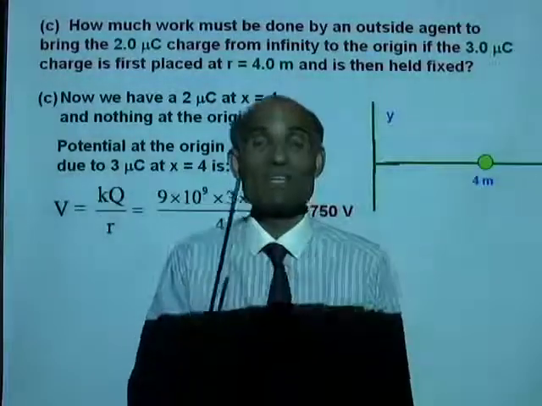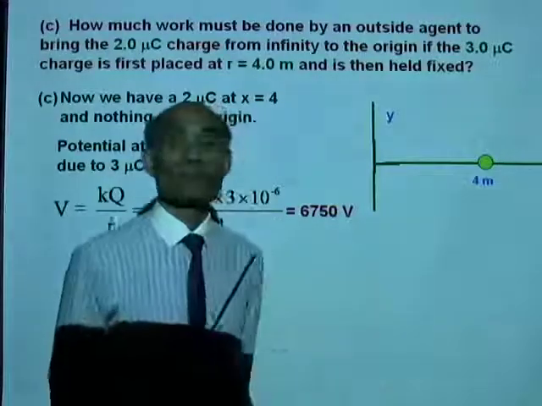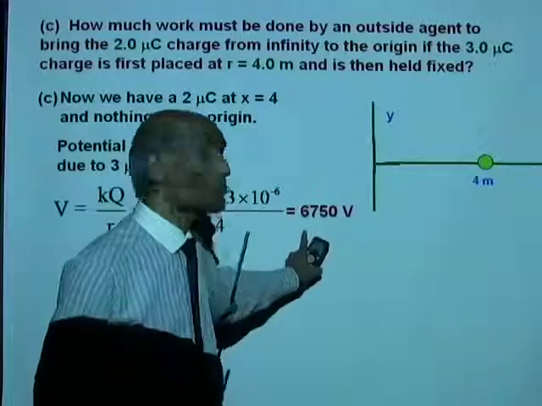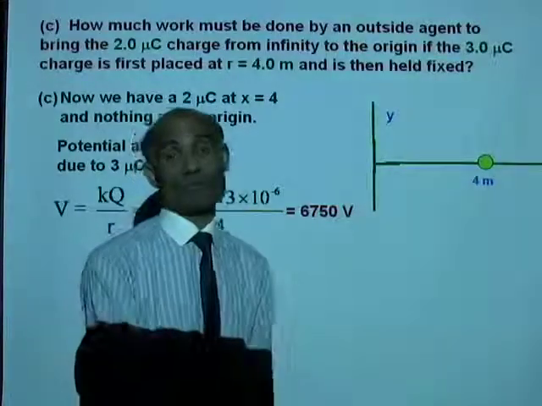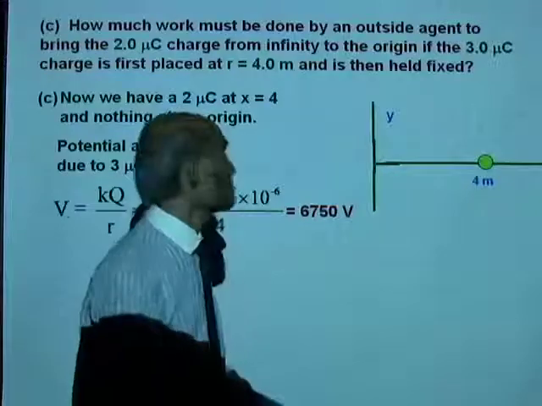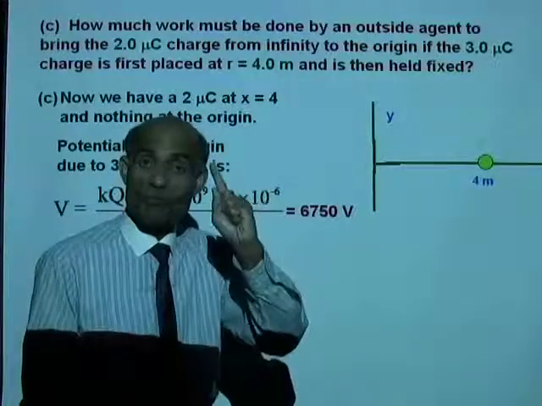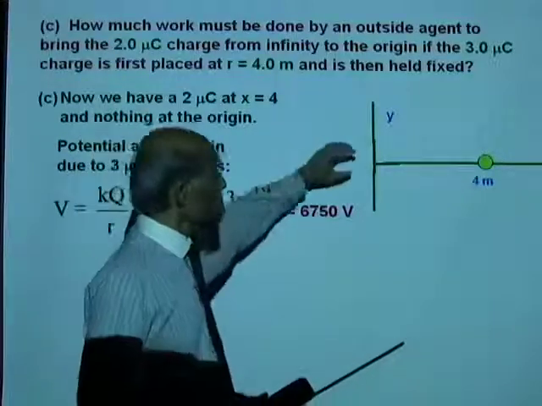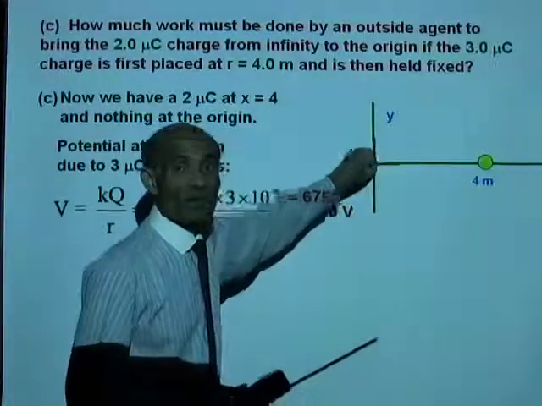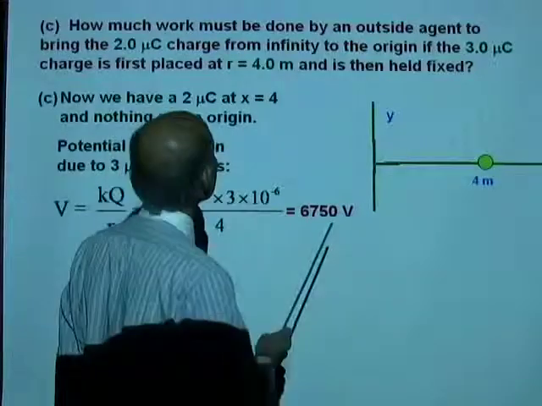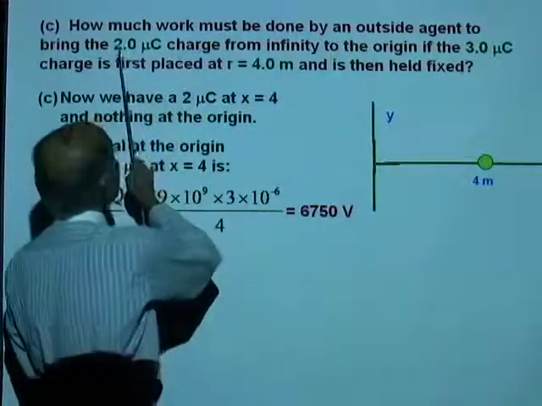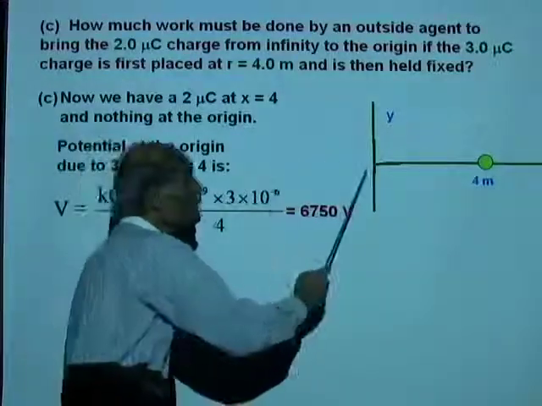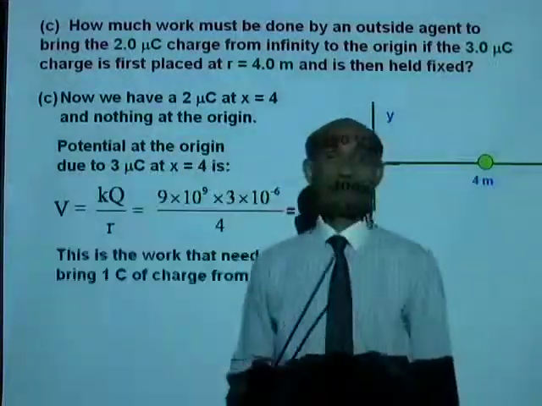Give me a sentence to explain what that means. It means 6,750 joules of work need to be done to bring a unit charge, 1 coulomb of charge, from infinity to the origin. Now what are we supposed to find? We need to find how much work needs to be done to bring this 2 microcoulomb from infinity to origin.